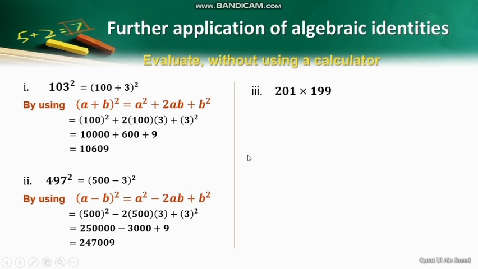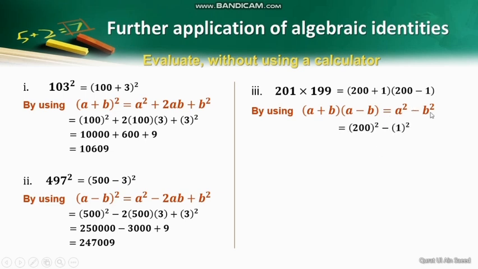Next is another situation when we are given a product of two different numbers, but those numbers will always have something in common. Like here, 201 is 1 more than 200 and 199 is actually 1 less than 200. So we will definitely apply the third identity here. On comparing, we get that a should be 200 and b must be 1. Then solving the squares of 200 and 1 and solving their difference, we'll get the answer.